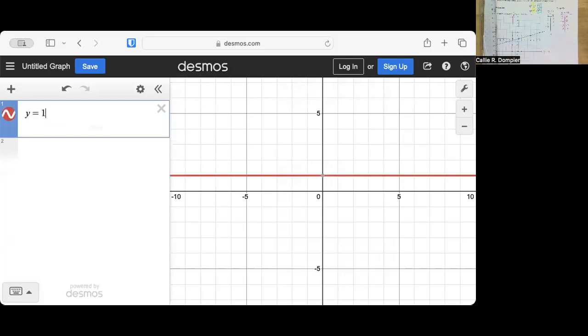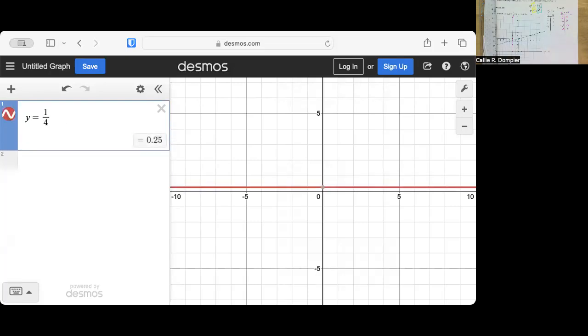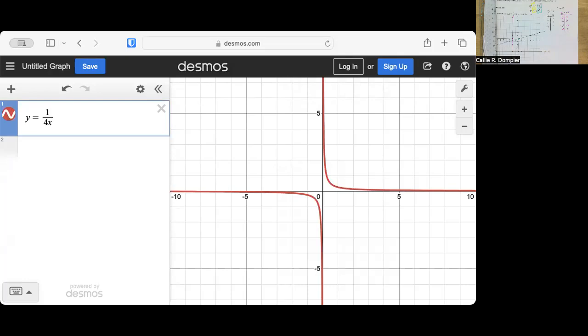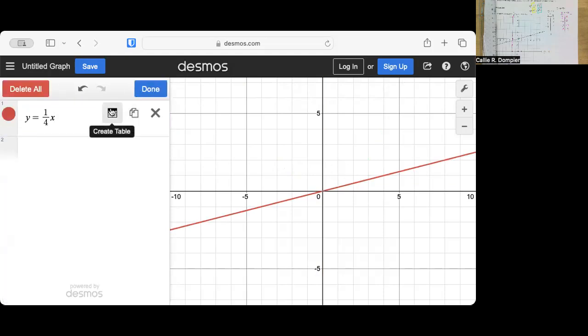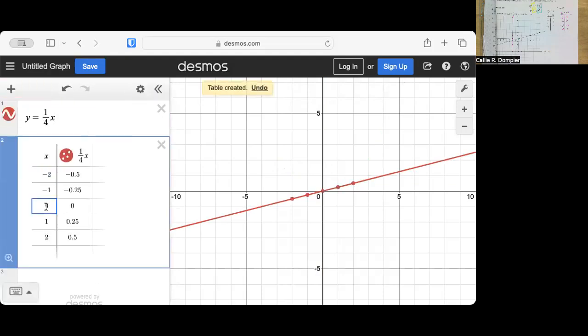Y equals 1/4. Make sure your x isn't down here. That's going to give you divided by x. You want it multiplied by x, so the x needs to go next to it, or the x can go up here. Okay? So y equals 1/4 x. Remember, press edit list, create table, and it will give you these values. So here's 0, 0, right there. Here's -1, -2. If you don't want decimals, you can keep going.